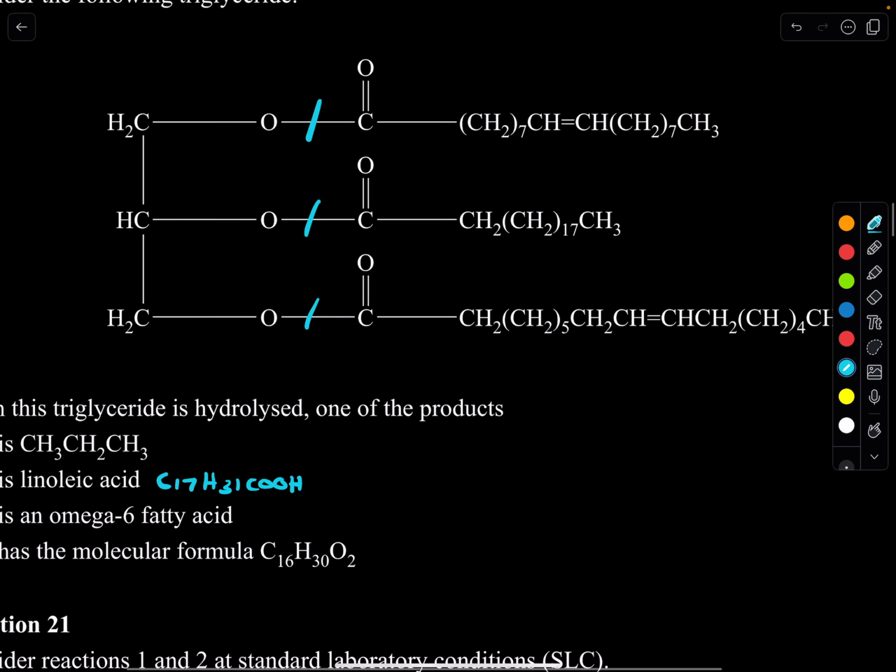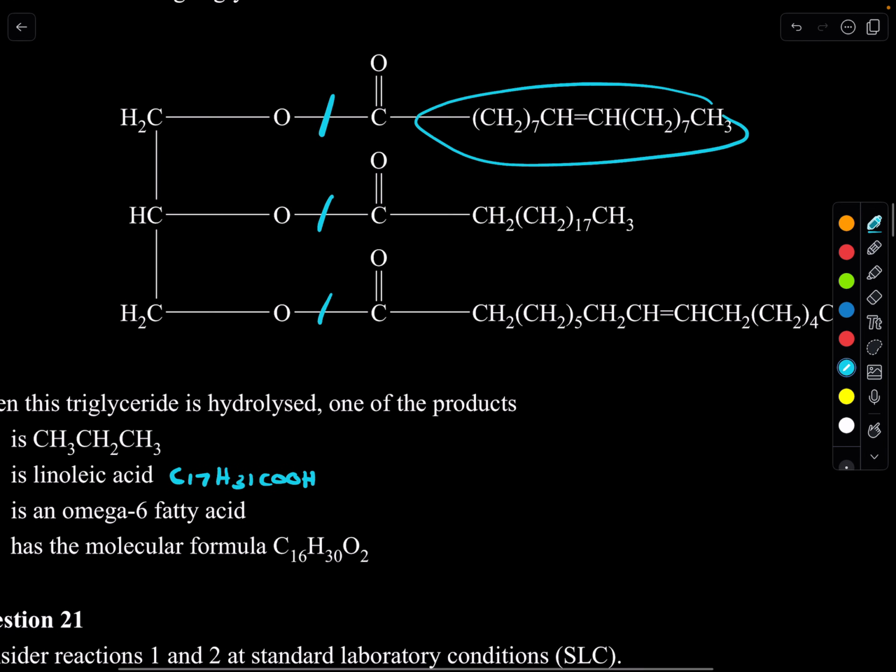Now, remember, when you break them, you'll get this group back, where this is that carbon and this is that oxygen. Easy? Now, it's just this part we need to find which one has. So it has to have 17 carbons. Let's check which one has 17 carbons.